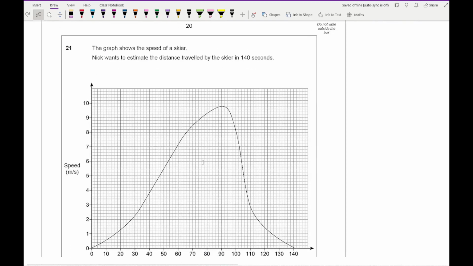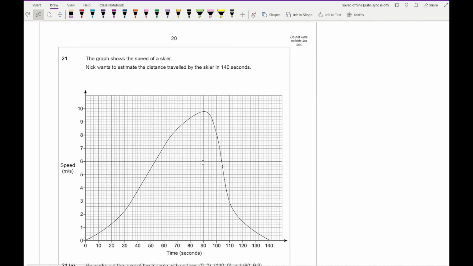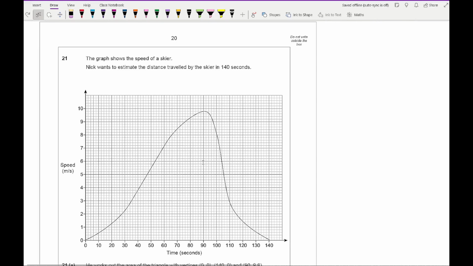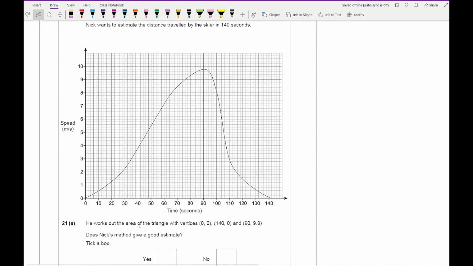Moving on to question 21. So let me just zoom out so we can see it on the screen. So it says the graph shows the speed of a skier. Nick wants to estimate the distance travelled by the skier in 140 seconds. And the question says he works out the area of the triangle with the vertices of 0, 0, 140, 0 and 90, 9.8. Does Nick's method give a good estimate?